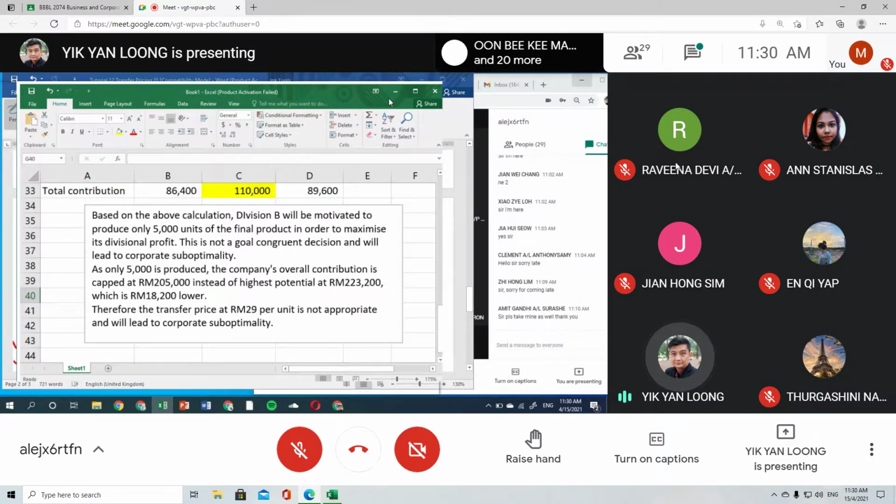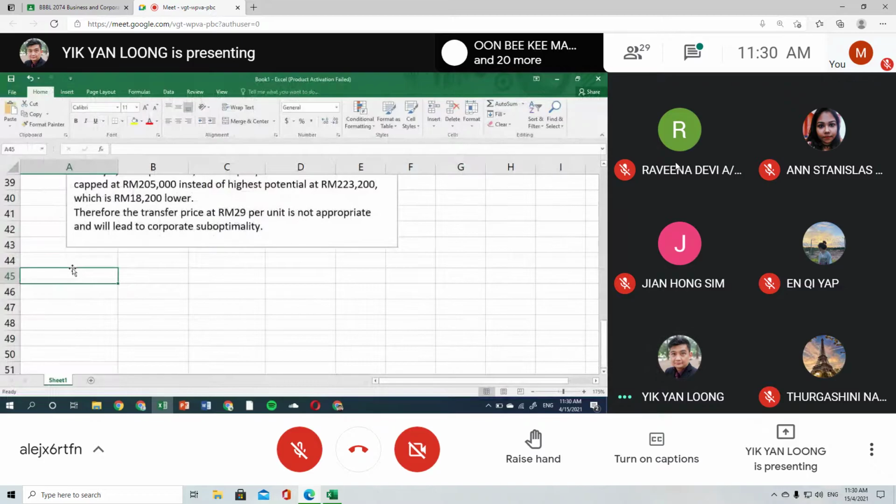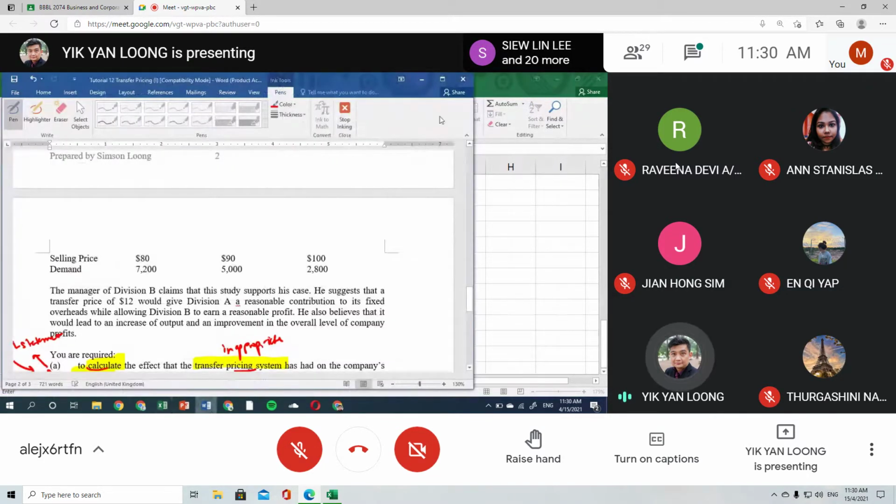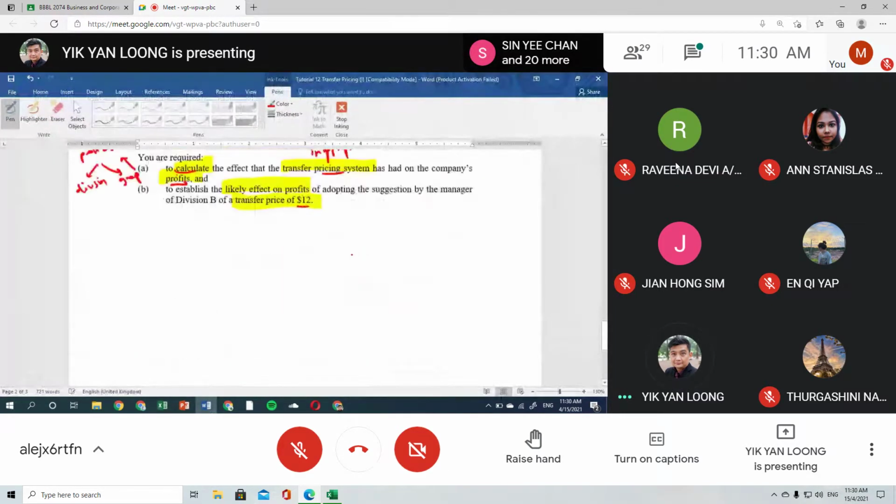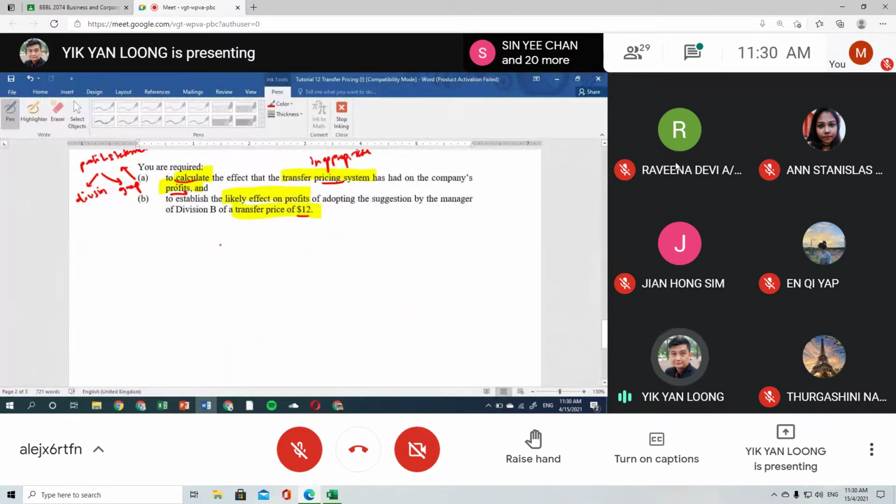Let's look at part B now. In part B of the question, you need to establish the likely effect on profits of adopting the suggestion by the manager of Division B of a transfer price at 12 ringgit. So this part B is asking, since you say in part A it's inappropriate, when I change the transfer price to 12, will this have any implication on the decision, whereby an optimum decision will be made, right?